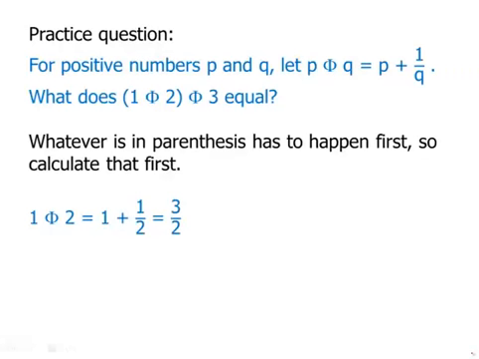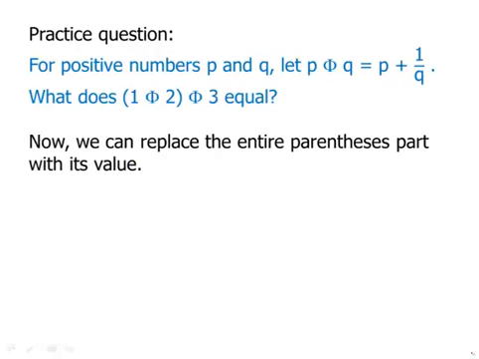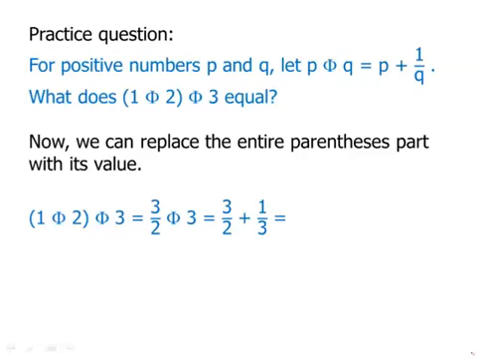Okay, now we can replace that whole parentheses with its value. Everything inside the parenthesis has a value of 3/2. So we can just replace that. So 1 phi 2 becomes just 3/2, and we get 3/2 phi 3. So this would be the first number plus the reciprocal of the second number, 3/2 plus 1/3. We find a common denominator, and we get an output of 11/6, and that's the value.